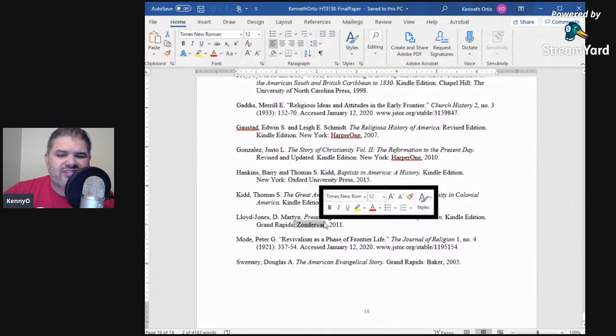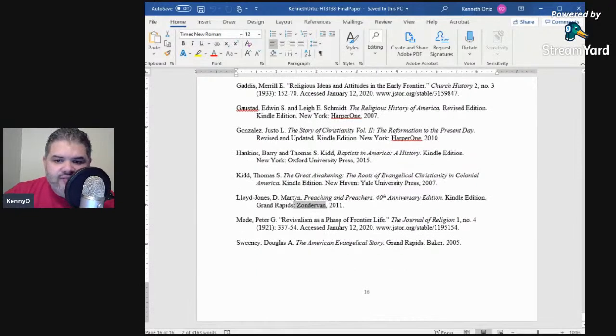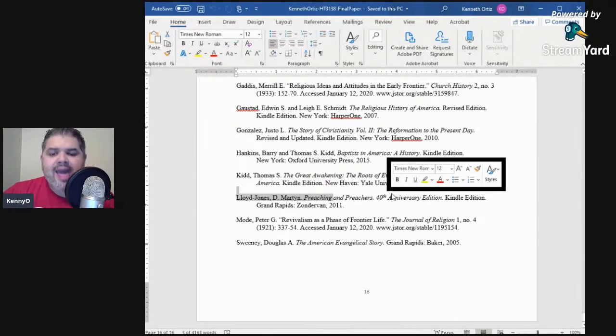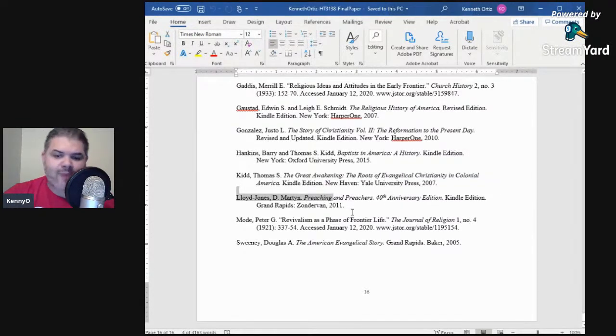This is a Zondervan book, which we don't love, but it's a book by Martin Lloyd-Jones. Martin Lloyd-Jones is a well-respected scholar when it comes to preaching, and the point I was making in the paper was about preaching. So that was acceptable, right? Since Martin Lloyd-Jones is an expert on preaching, widely respected, and is a scholar, that's considered acceptable. And then again here, Douglas Sweeney, Baker books, that's an academic book, perfectly acceptable, right?